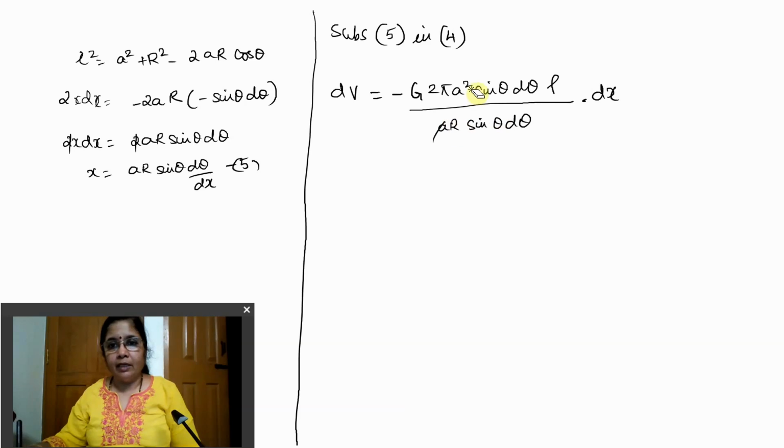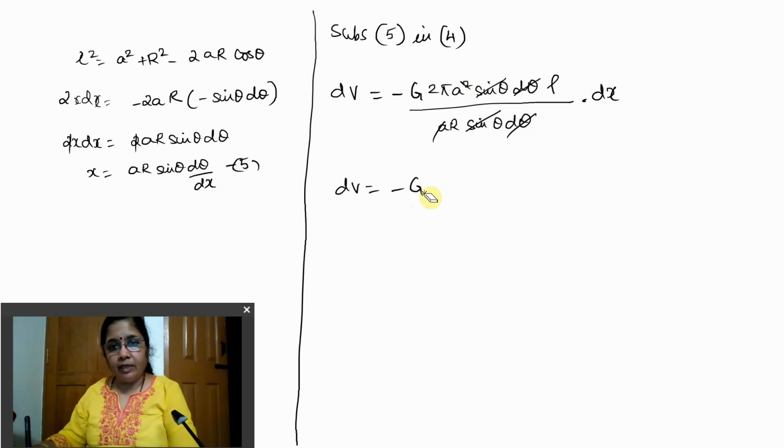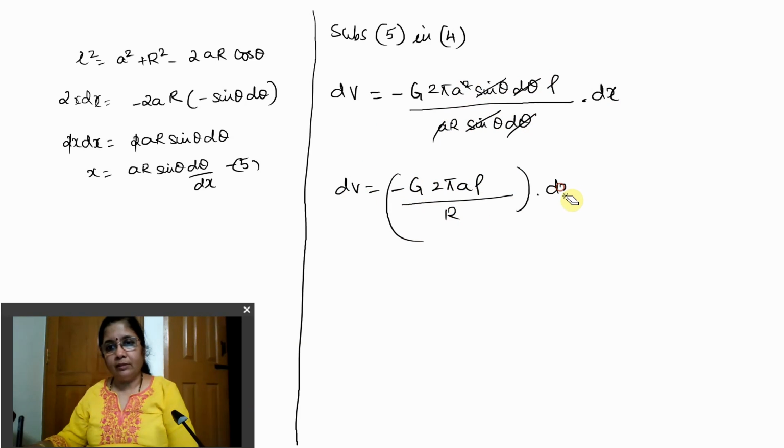So this gets cancelled, this gets cancelled, this gets cancelled. I am reducing the number of variables here. I am eliminating theta and I am only having dx here. So what do I have here? I have dv is equal to minus g 2 pi a rho divided by r into dx.